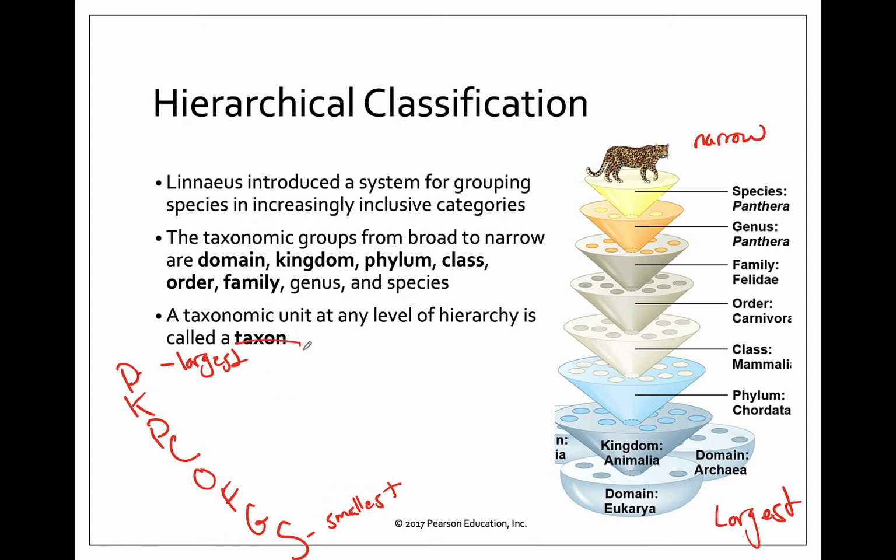We use the word taxon or taxa. So taxa is plural, and then taxon is singular, to describe any level. So I can say a domain is a taxa, a kingdom is a taxa, a phylum is a taxa, a class is a taxa. So these are all different levels of the taxonomic group, but they're all taxonomic groups. And so you'll hear me say the word taxa all the time, and it can refer to any grouping.